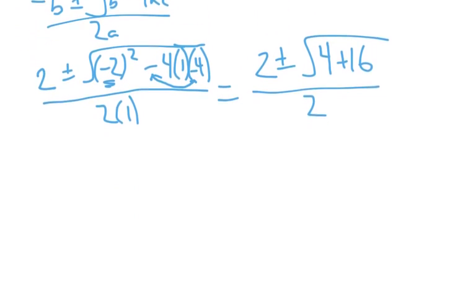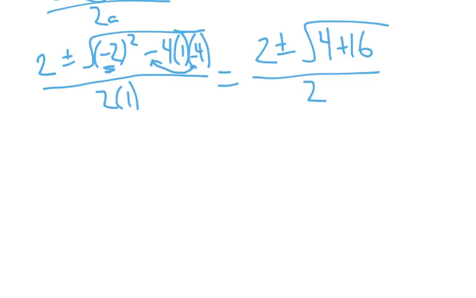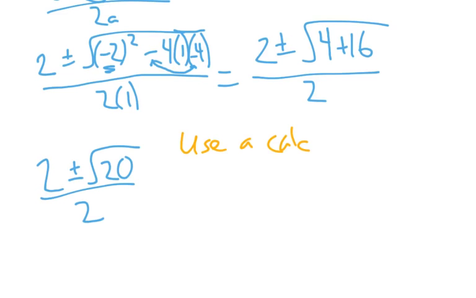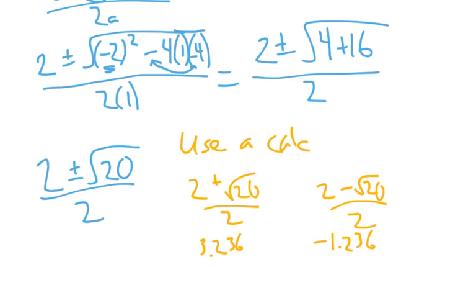Now here we have to do a little simplifying of square roots, which is another reason why I have this example for us. 2 plus or minus the square root of 20 over 2. Now at this point, we have a couple of options. Option 1, use a calculator. Literally type this into your calculator twice. So you'll have 2 plus the square root of 20 over 2, and then 2 minus the square root of 20 over 2. You're going to get your answers. They're going to be awkward decimals. For example, 3.236 and negative 1.236. So you could do that.